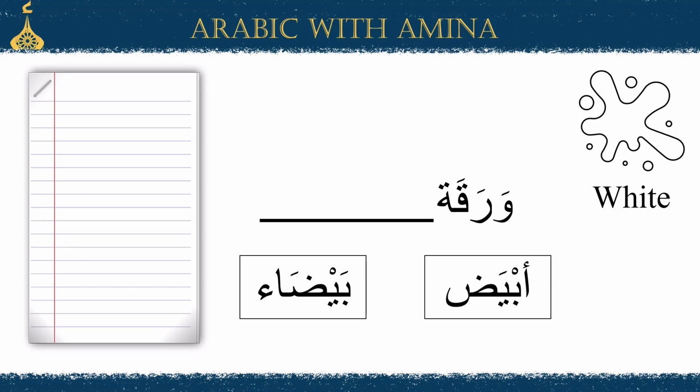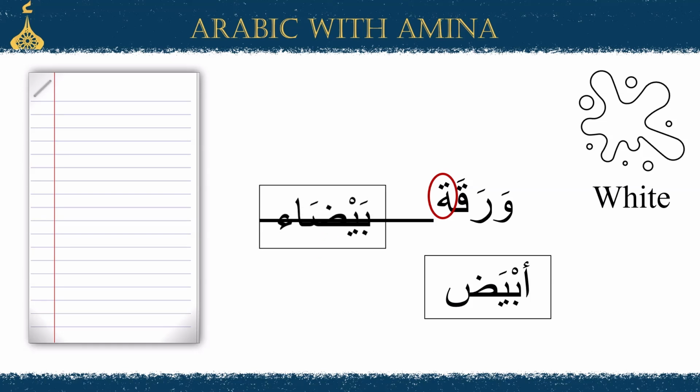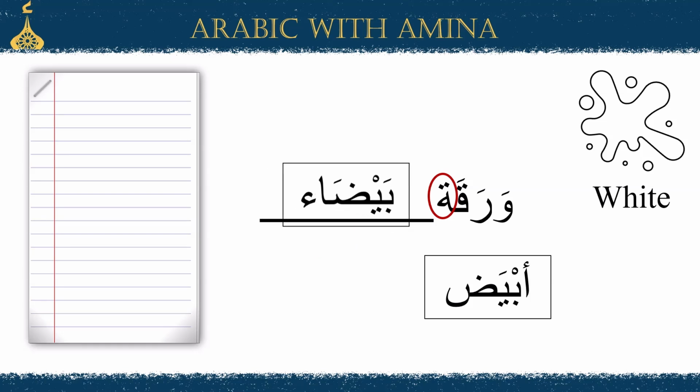To say a white paper, we first look at the noun being described, paper or ورقة. We can see that it ends in the letter ta مربوطة, which basically means it's a feminine word. So we're going to be using the feminine form of white, بيضاء. ورقة بيضاء, a white paper.